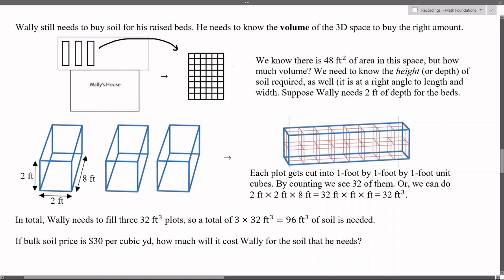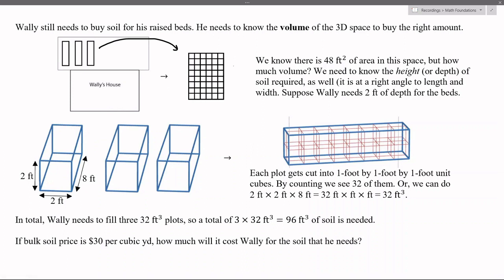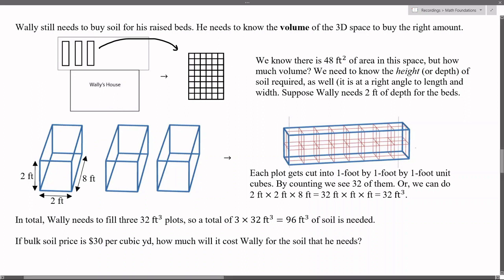And we have this area, but we also need to know the depth of soil required, because it's not just going to be a very thin layer of soil. We need a depth of soil there for the roots of the plants. So we need to know the height or the depth of the soil, depending on what you want to think about it as.